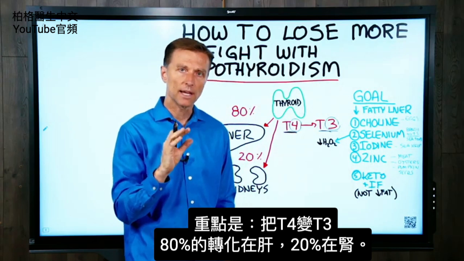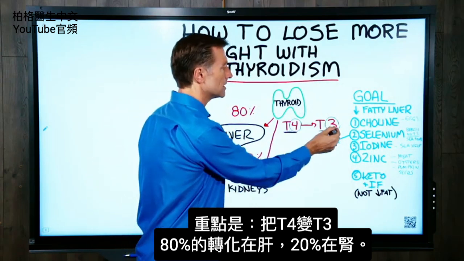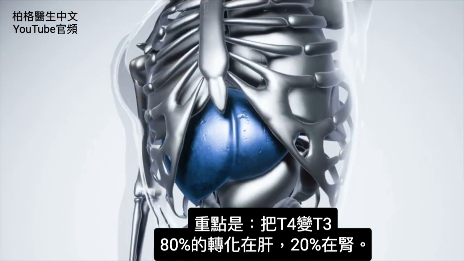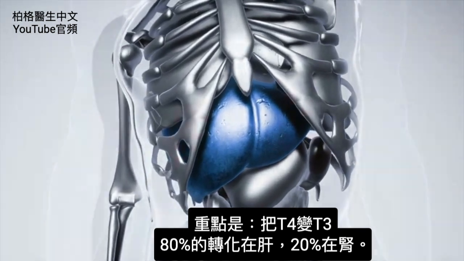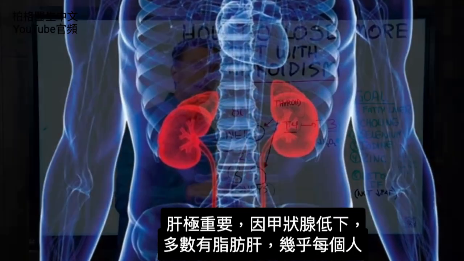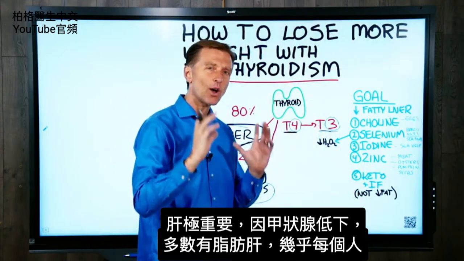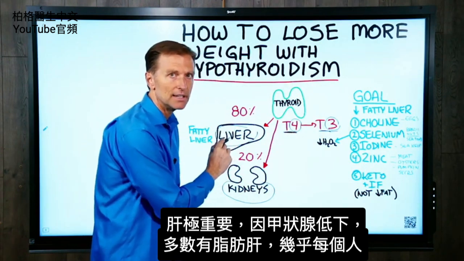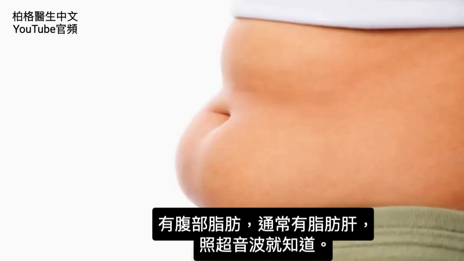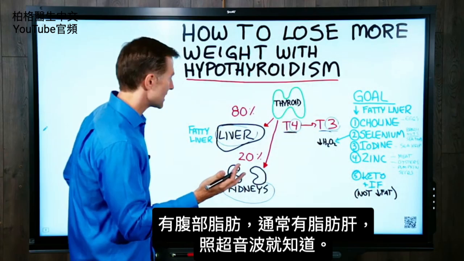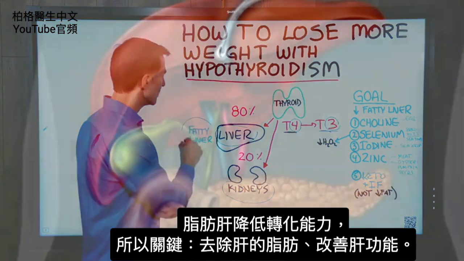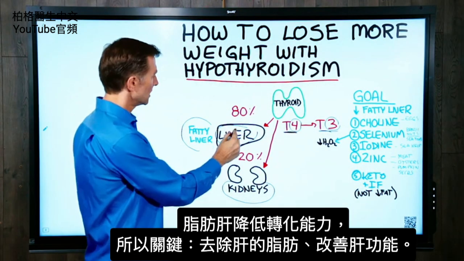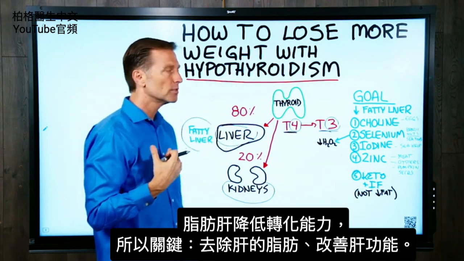And here's the most important thing. To get from this T4 to this T3, it has to be converted, okay? 80% of the conversion happens through your liver, and 20% happens through the kidneys. And this is really important information because so many people that have a hypothyroid condition have a fatty liver. I mean, it's almost 1 for 1. If you have belly fat, chances are you have a fatty liver. You can get an ultrasound to find that out. But a fatty liver decreases the capacity for that conversion. So this will be your focus, to get the fat off the liver and improve the function of the liver.